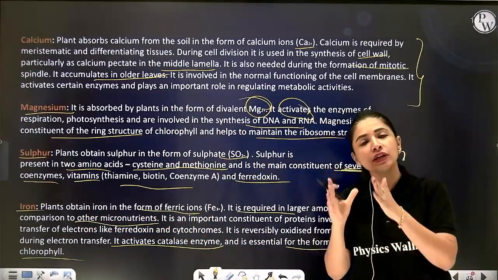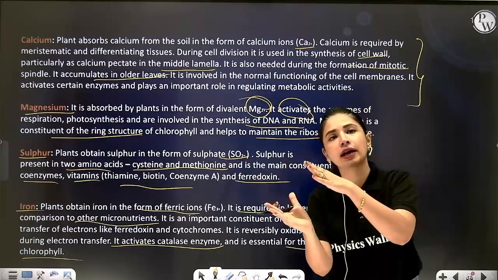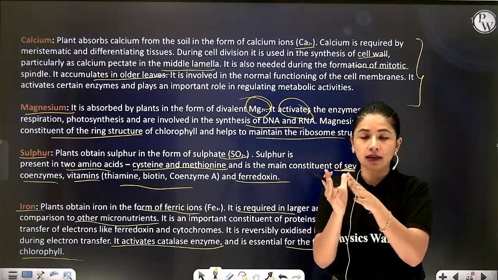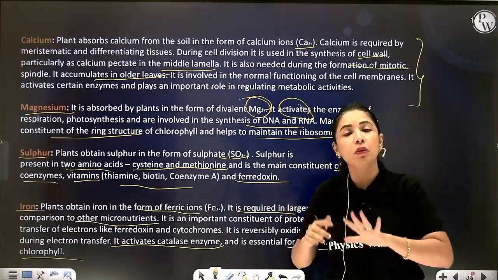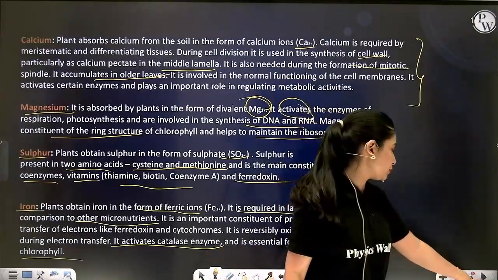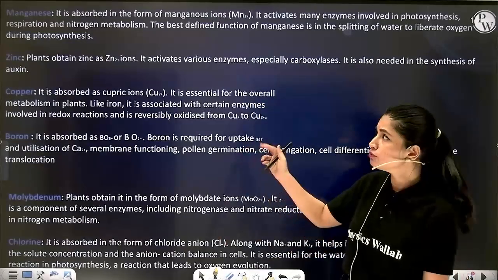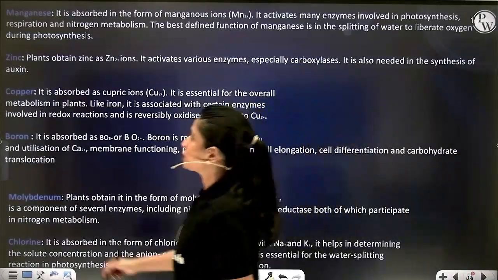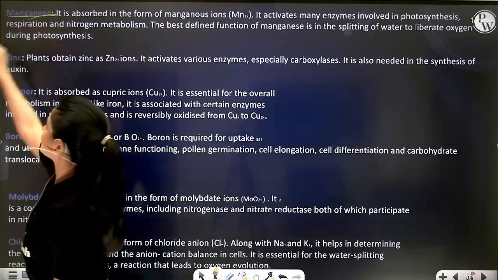So it is kind of an intermediate between macro and micro. So iron is a micronutrient but required in larger amount as compared to other micronutrients. Moving ahead with the next, which is manganese.